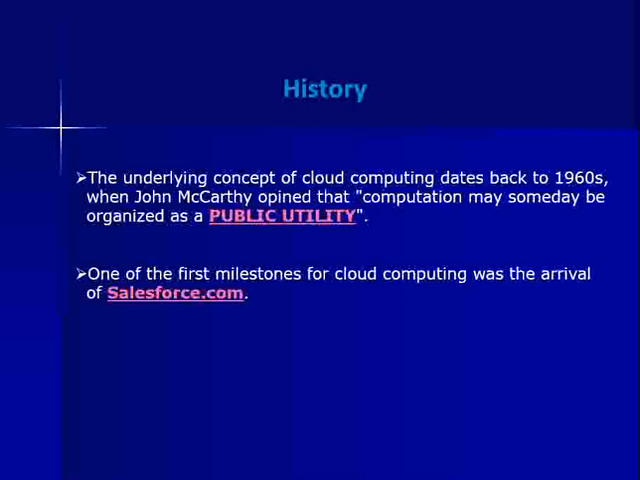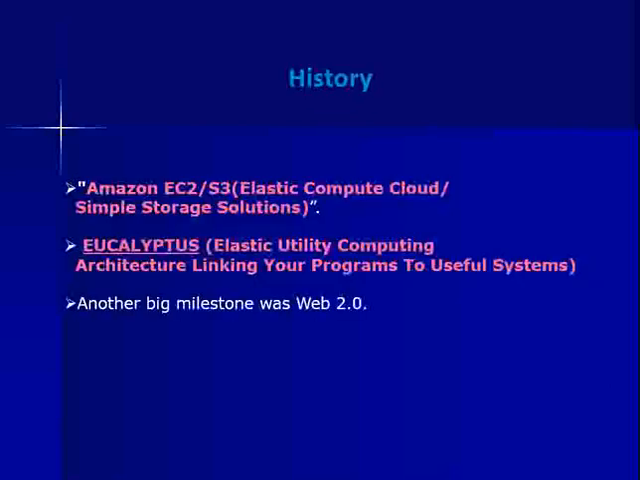The actual term cloud was borrowed from telephony and telecommunication companies, who until the 1990s used to offer dedicated point-to-point data circuits and then later began to offer VPN, that is virtual private network services. One of the first milestones of cloud computing was the arrival of Salesforce.com in 1999, which pioneered the concept of delivering enterprise applications via a simple website. The next slide discusses other new developments and milestones achieved in cloud computing.